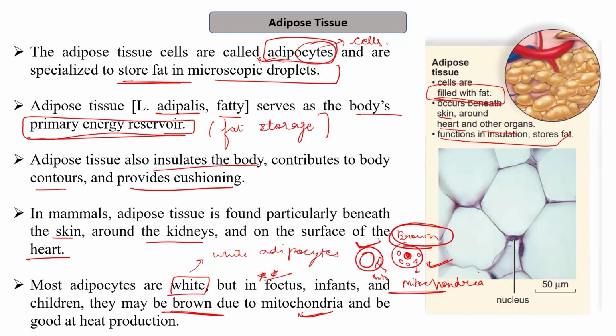So this is the adipose tissue structure. You can see here there are many fat cells. So this is the storage of fat. We cannot say fat cells actually, but there are many adipocytes that store the fat.